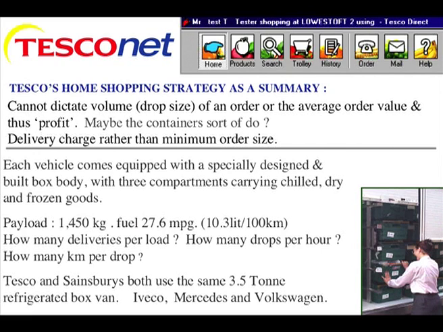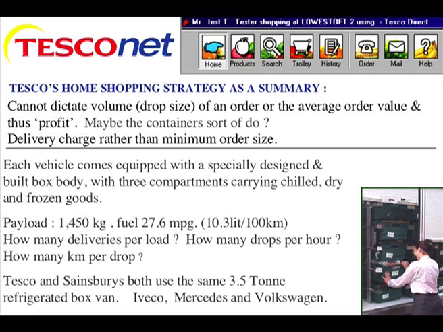Tesco.net and Tesco's home shopping strategy, as a summary. We cannot dictate the volume, the drop size of an order, or the average order value and profit. It's a delivery charge rather than a minimum order size. So they have to do a calculation based on the cost per drop, using demographic data to work out what the economic delivery charge would be.